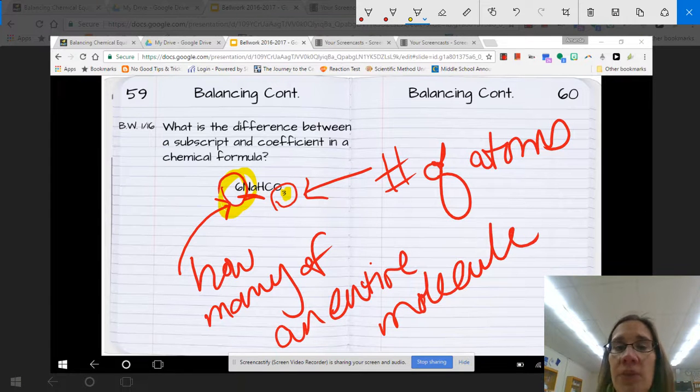Step number 4, redo the inventory. So you look at the whole problem again. Do you still have the same element and the same number of atoms on both sides of the equation? That brings you to step number 5. If you do, if they all match, you're done. If not, you have to go back to step 2 where you figure out which elements don't match. Ta-da!